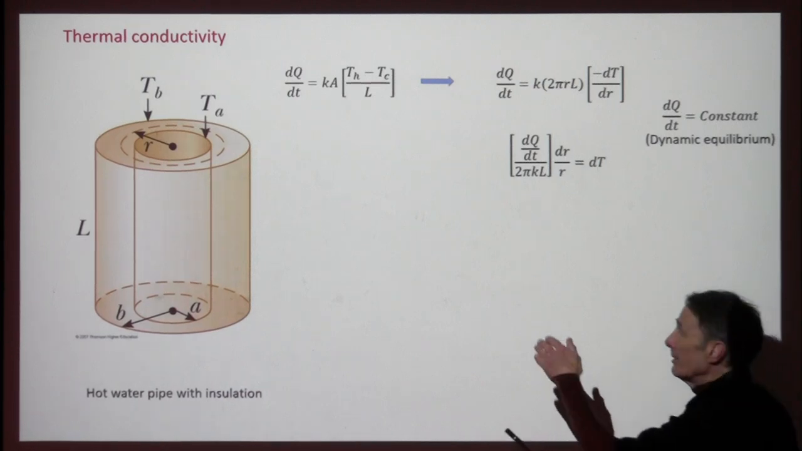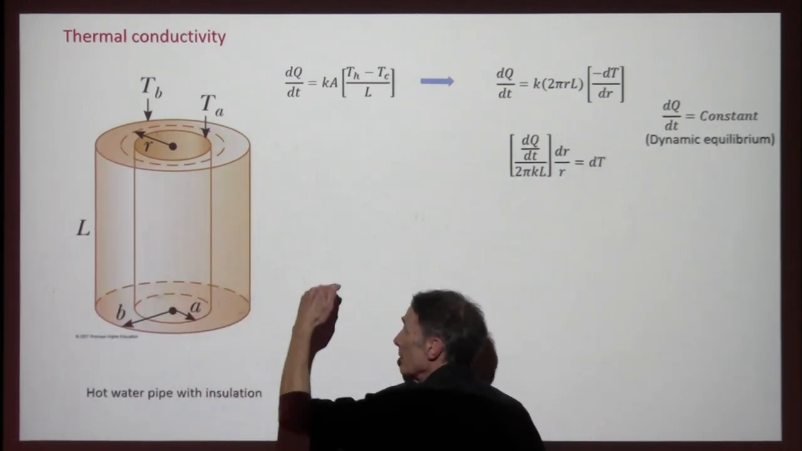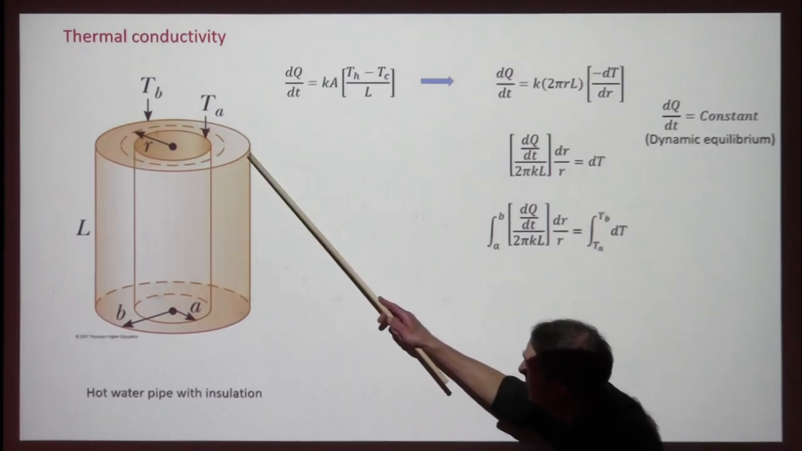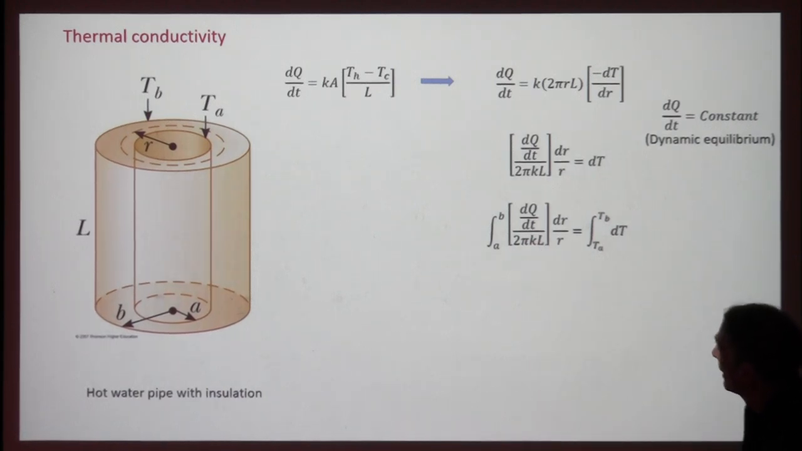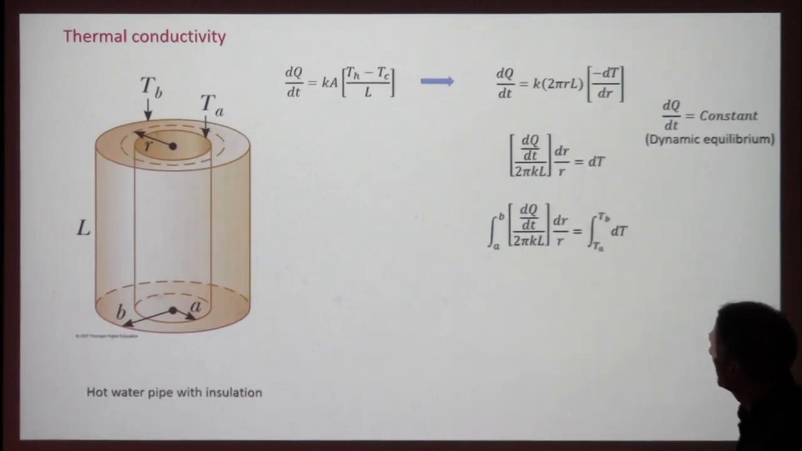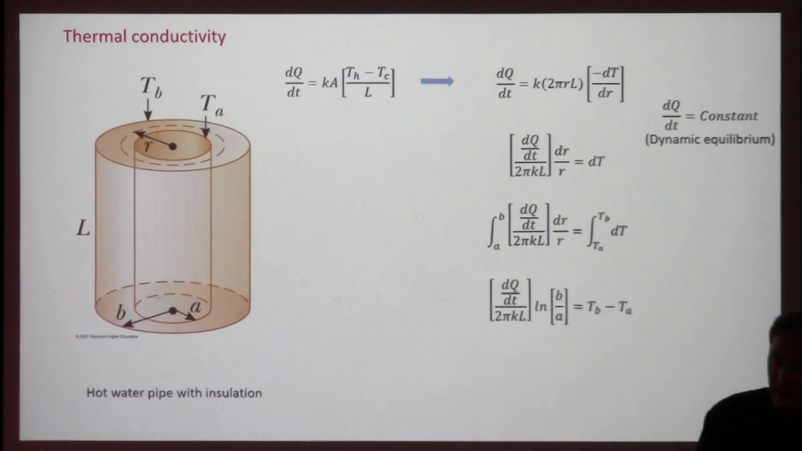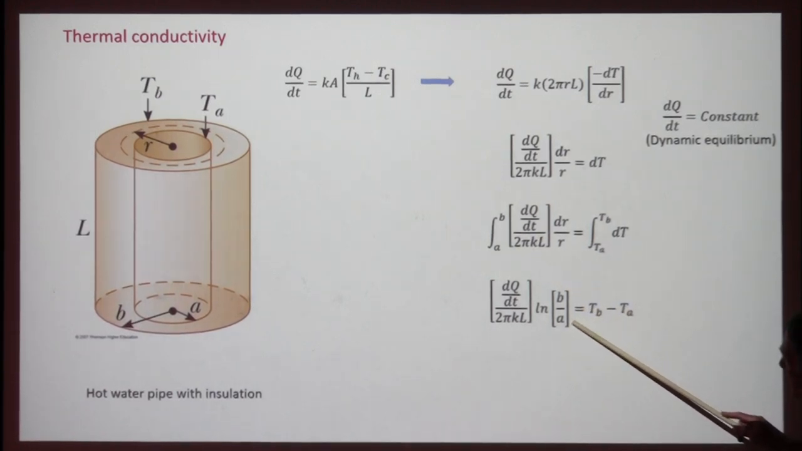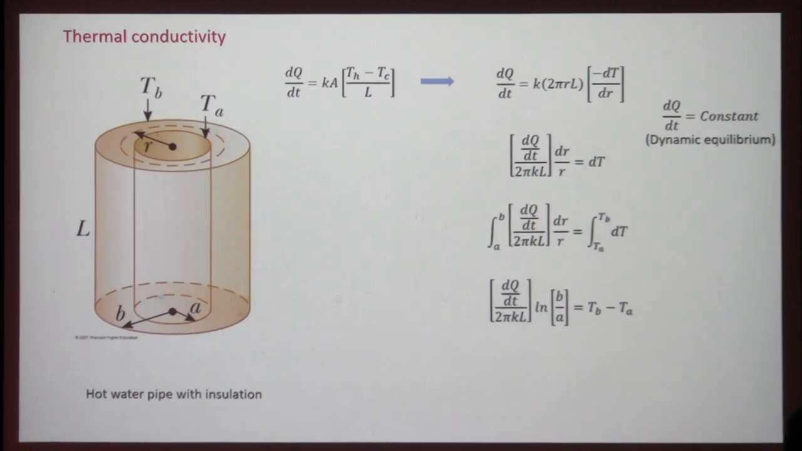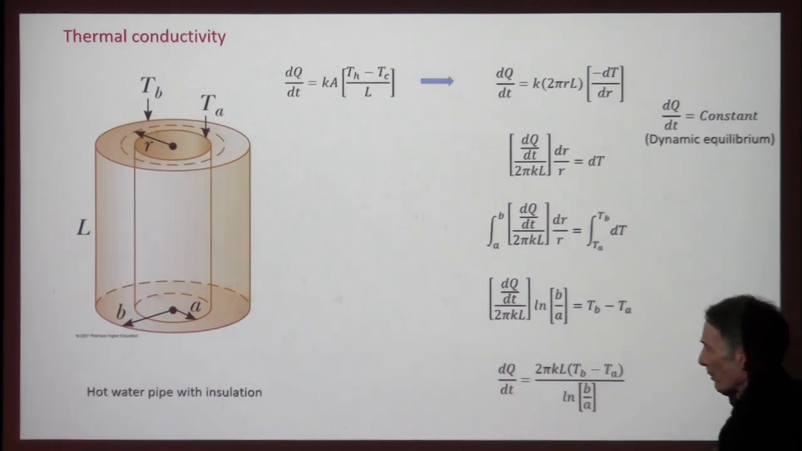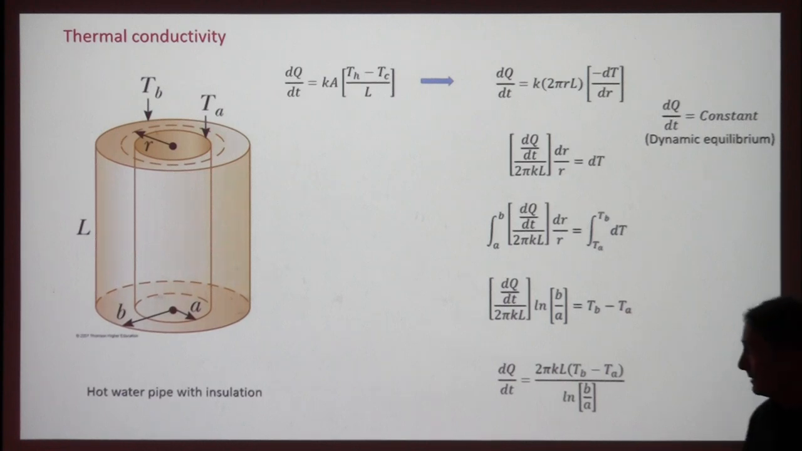So now the idea that this dynamic equilibrium, the heat is flowing from one layer to the next layer to the next layer as it goes out, we would integrate that from a radius of A out to B, the different radii of those layers, and integrate this from the temperature at A and the temperature at B. And again, obviously, this dr over r is going to become the natural log with these limits. We've got that here. And then we can actually solve for this constant heat flow that's flowing through this pipe and coming out the other end. And so that's what that's going to look like.